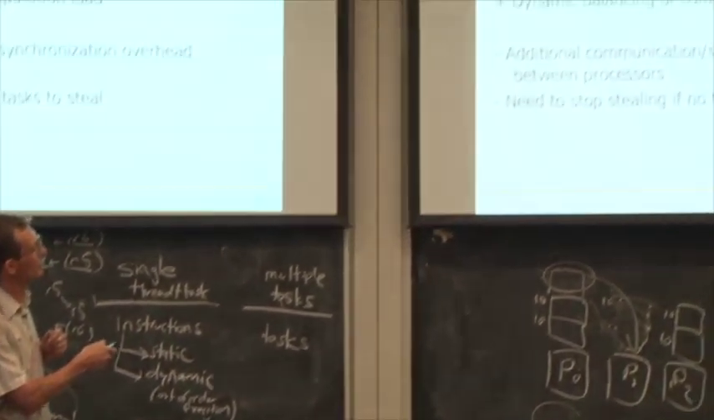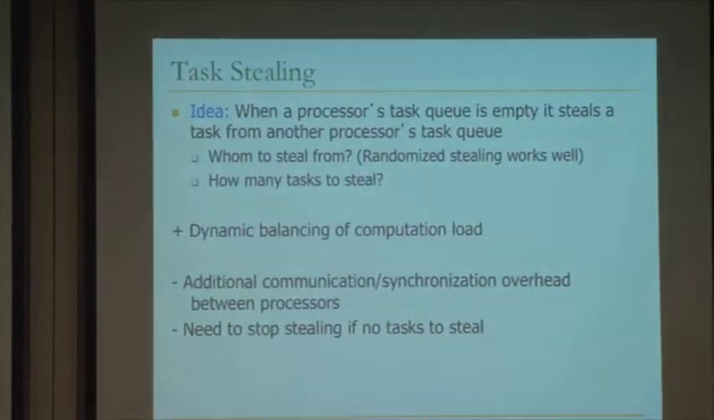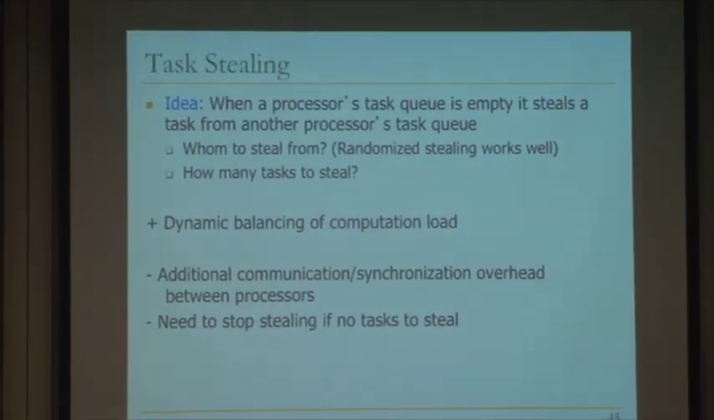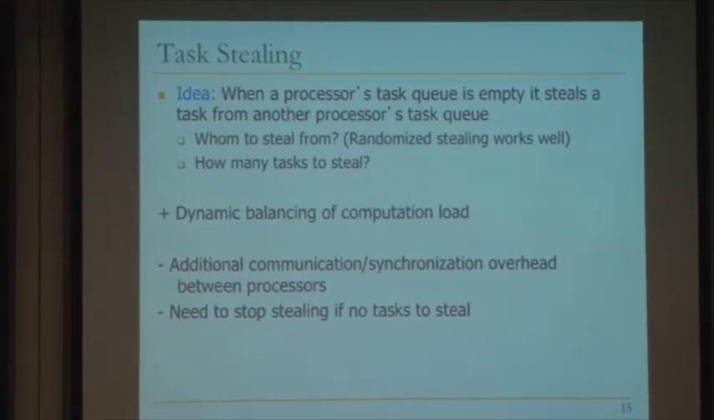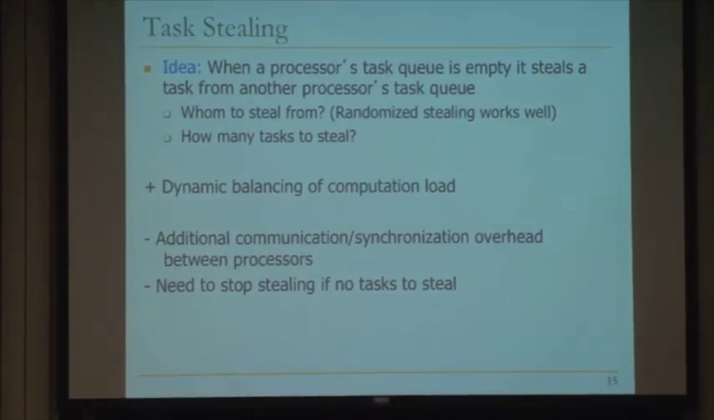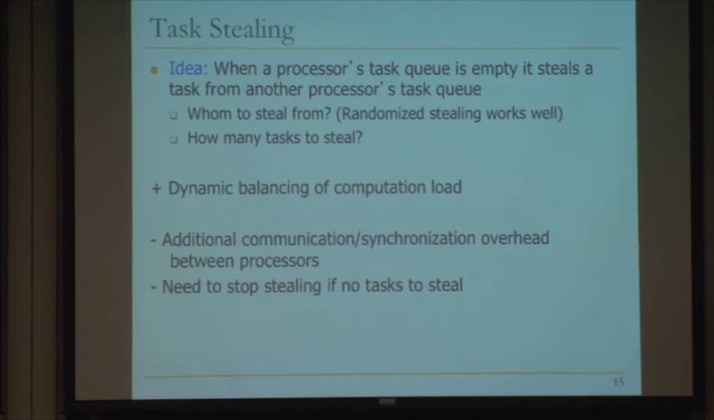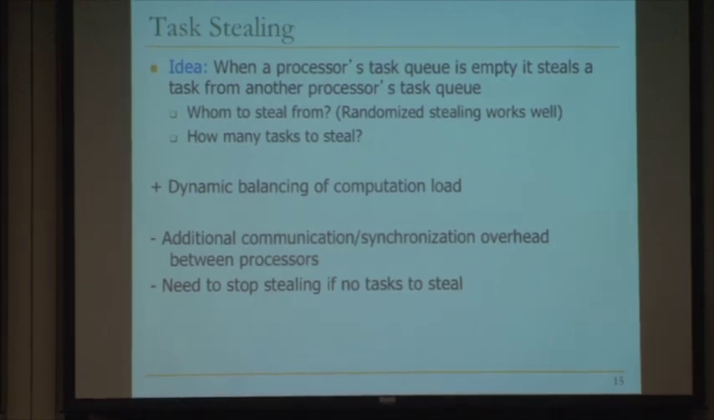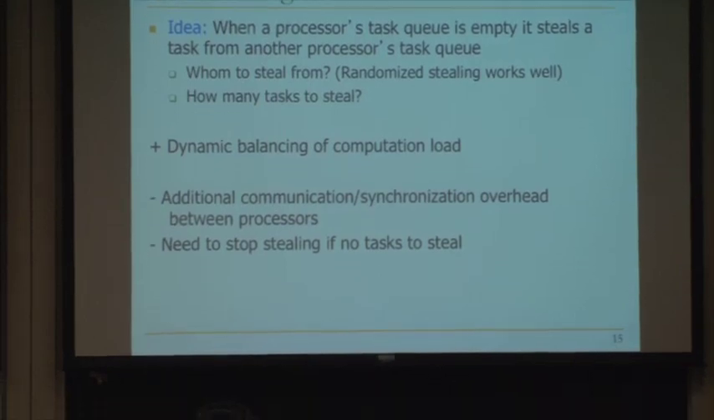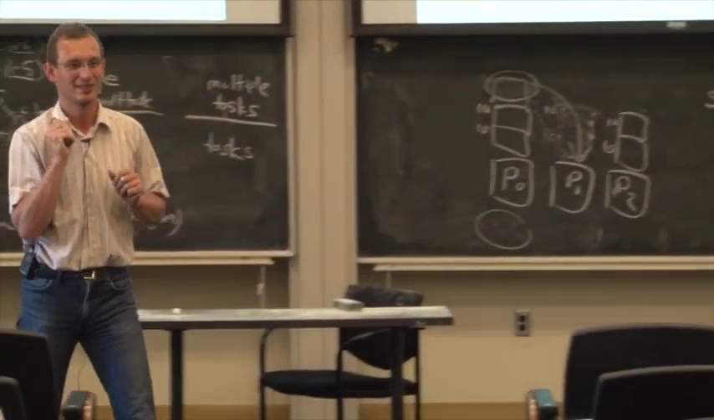People have found out over years that randomized stealing actually works well. You basically randomly pick one processor, access its queue, and inquire whether it's empty or not. If it's not empty, and if the number of tasks is greater than the threshold, steal a task from there. That doesn't require any global information, and the only thing you need to lock is that particular processor's queue when you access it.